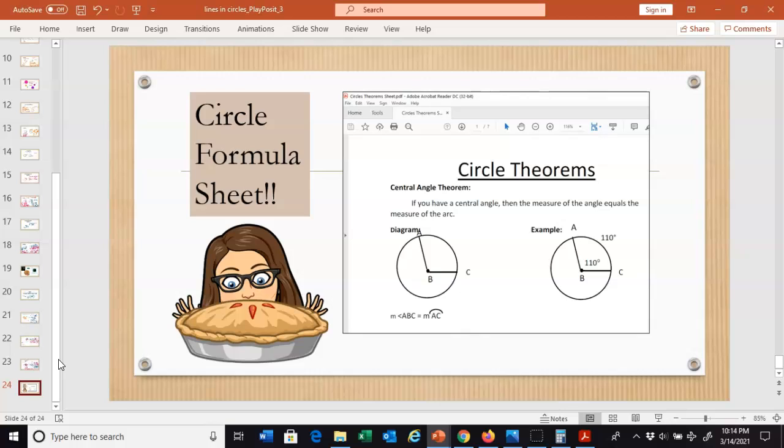So last but not least, do not forget about the circles formula sheet that I have for you guys. You cannot use this on tests or the SOL, not this particular theorem sheet. This is one that a student made for me a few years ago as an assignment. I just thought it would be helpful for you guys to have all the theorems in one place as you're learning them, working with them, studying them. So that is there for you in your OMHS.